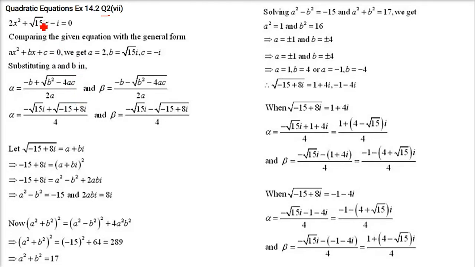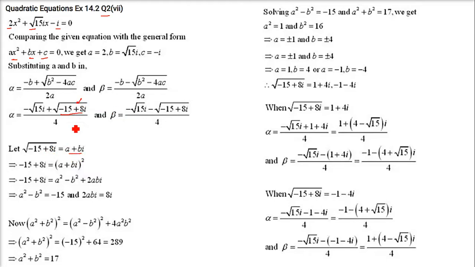For this, what we are going to do is compare it with ax square plus bx plus c. So a is 2, b is root 15i and c is minus i. Now we have two roots, alpha and beta. Alpha is minus b plus under root b square minus 4ac by 2a, and beta is minus of this. Now put all the values, what do you get? These values you get. Now this inside you have to put as a plus ib.